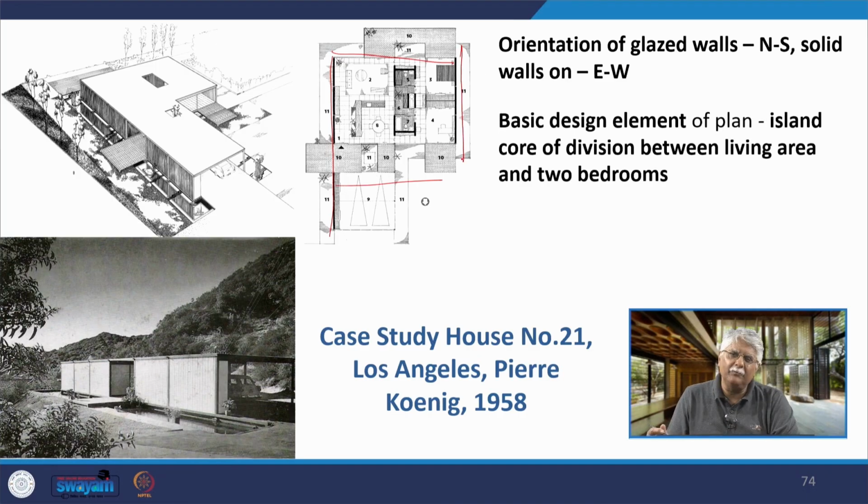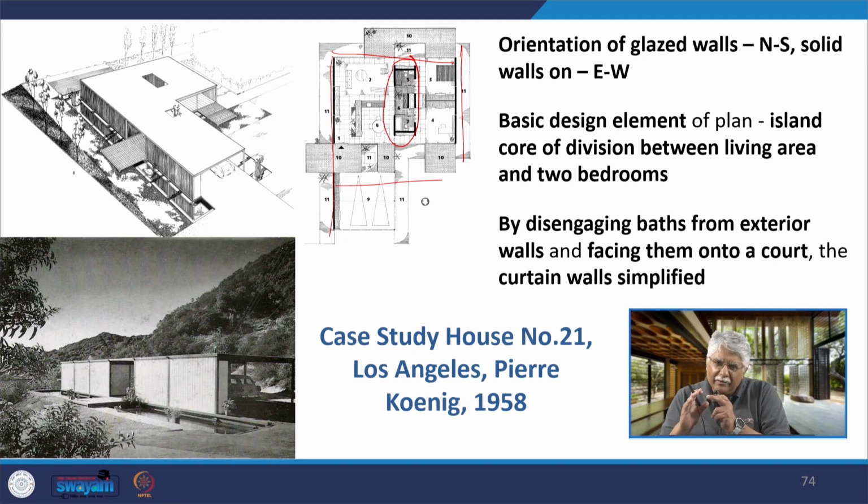The most interesting part of the house, the basic design element, is this island created in between, which has the washroom, and it divides the living area from the 2 bedrooms. By disengaging the bathroom from exterior walls and facing them onto the court, the curtain walls become very simplified and you get complete glazing along the north-south direction. So it completely changed the concept and way the bathrooms were to be located.